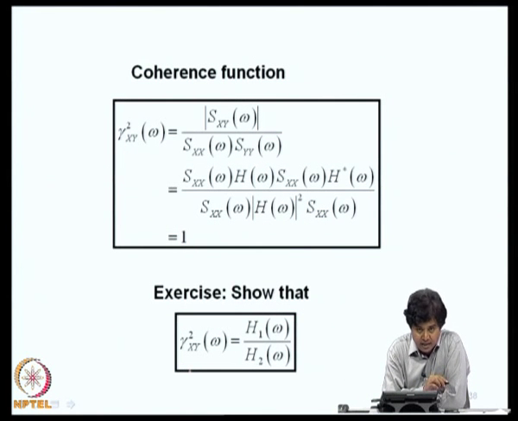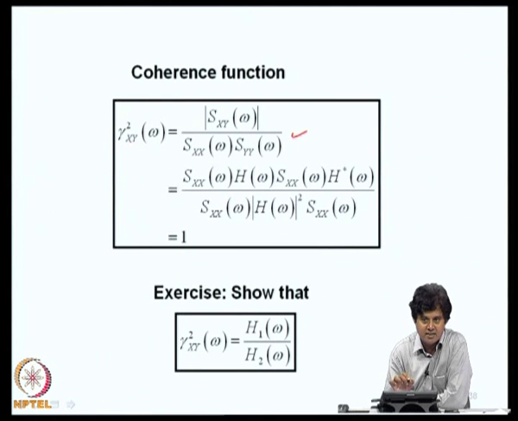We can now define the coherence function between x and y. If you do that, this is actually the definition, the square of the coherence. If you substitute all the formulas that we have just derived, you can show that the coherence function is 1 between x and y. This is not surprising because the system is linear. You can show that this coherence function is the ratio of H1 and H2. This is a small exercise.